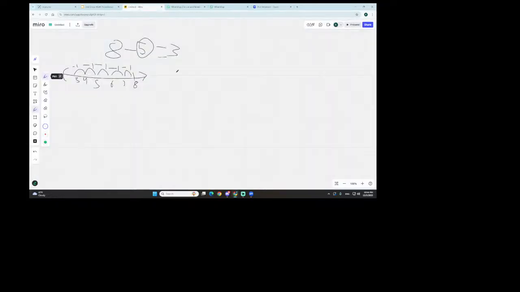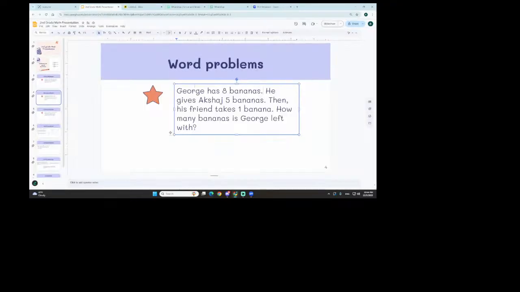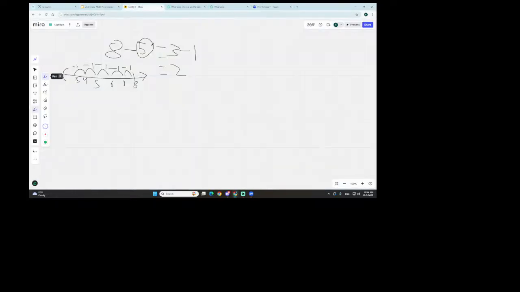Then his friend takes 1 banana. So when he's taking 1 banana, we're subtracting 1. That equals 2. So we see how we found the number of bananas we start with. Then we subtract the values, like 5 bananas and then 1 banana. So that's a total of subtracting 6. And if you're having trouble with the single digit subtraction, you can do a number line where you go minus 1, then minus 1, then minus 1, however many times the number you're subtracting. So here we subtract 5, so we do 5 minus 1s, and we get down to 3 by counting down. So he has 2 bananas at the end.